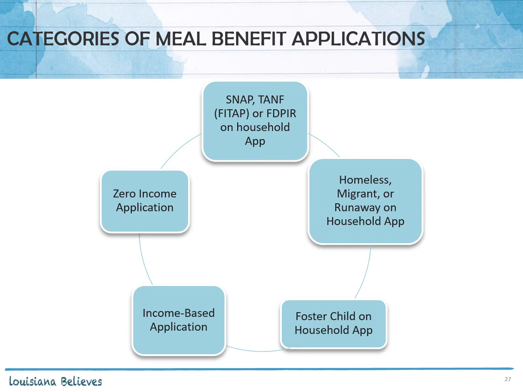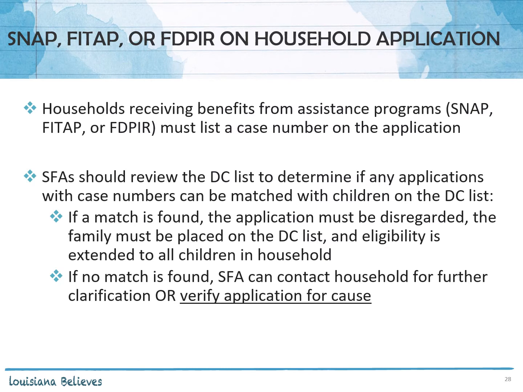An application may contain income-based qualifying information. And some households may indicate that they are a zero-income household. When a household submits an application indicating an assistance program, the applicable assistance program must be identified and the program case number must match the applicable assistance program.